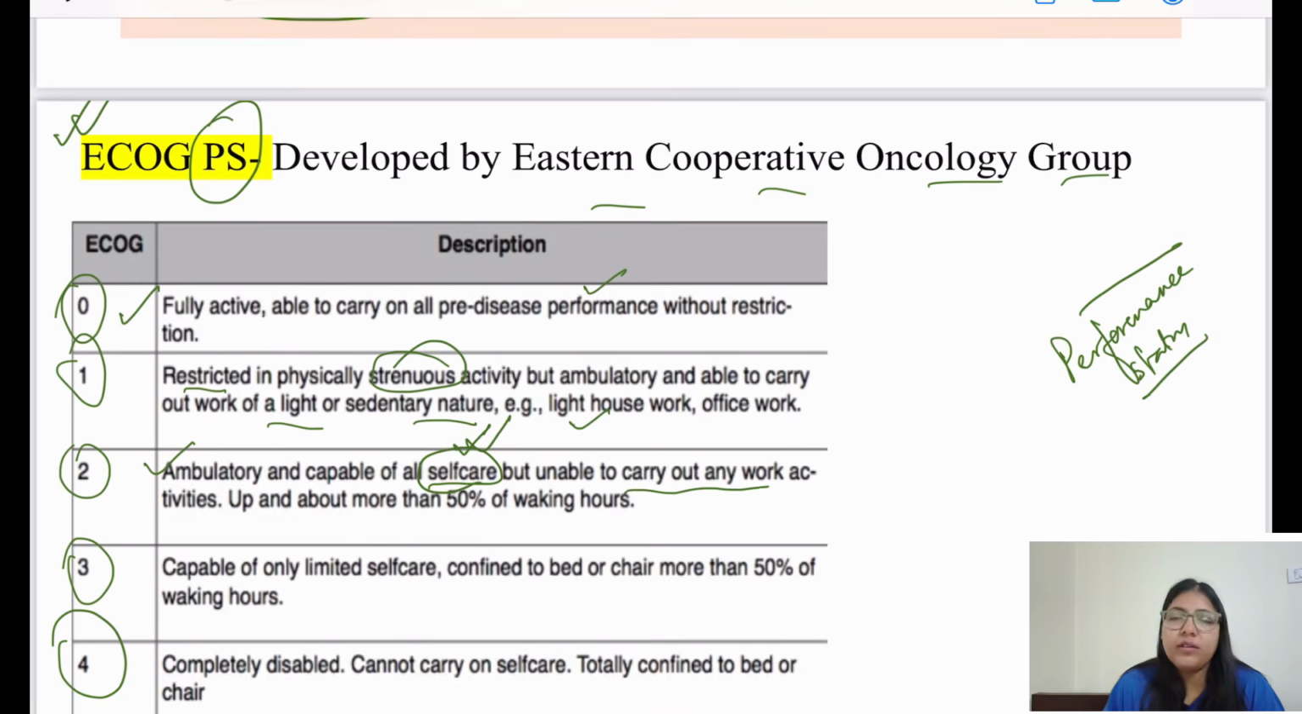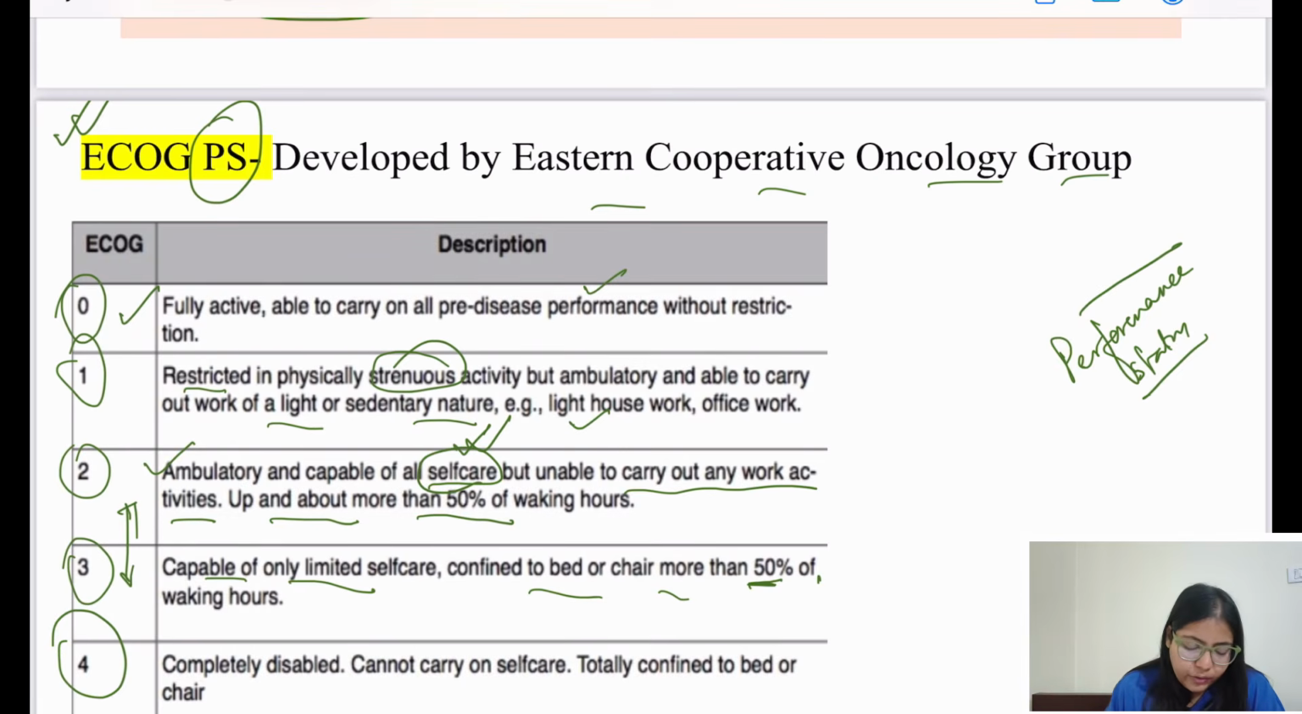She is capable of all her self care but not able to carry out any work activities, and she is up and about more than 50% of waking hours. And so in between 2 and 3, how do you make the difference? In 3, patient is capable of only limited self care. In 2, all the self care. And in 3, patient is confined to bed and chair for more than 50% of her time. Here she was up and about in more than 50% of the time.